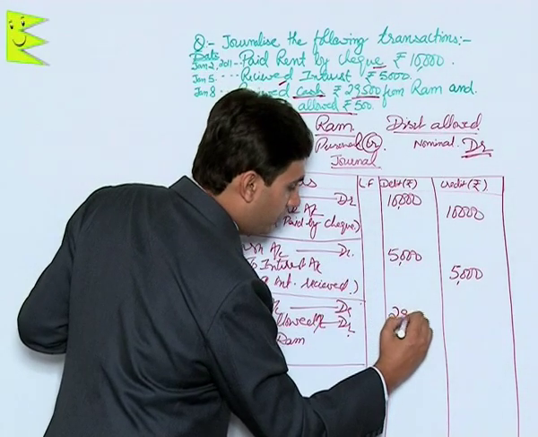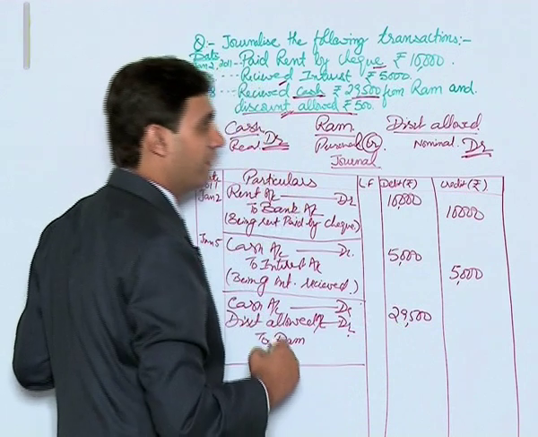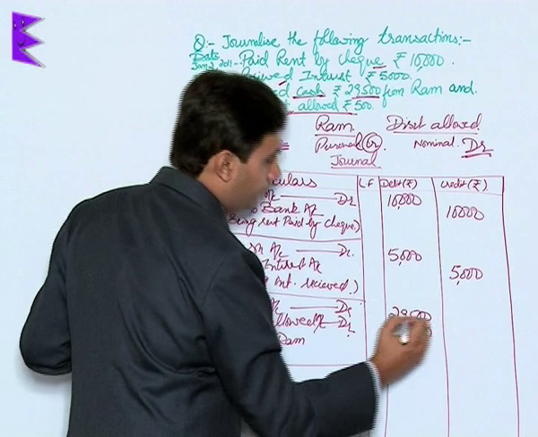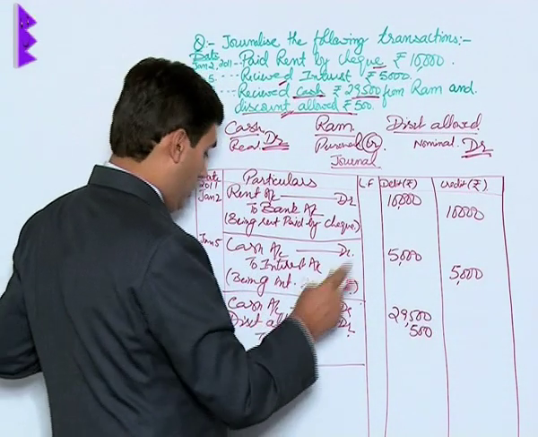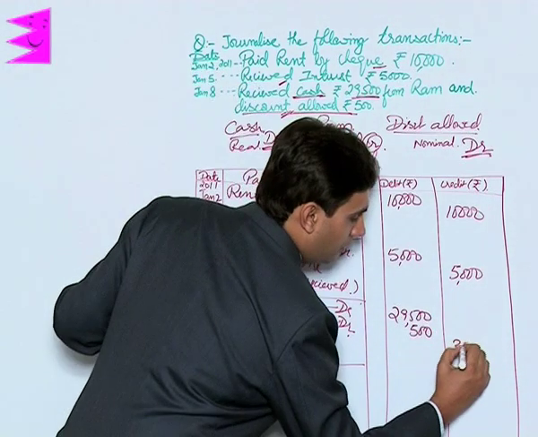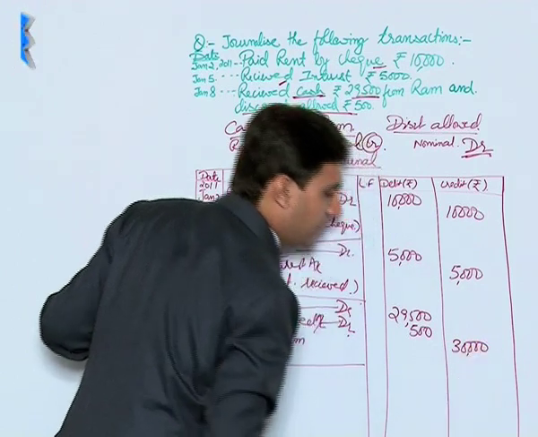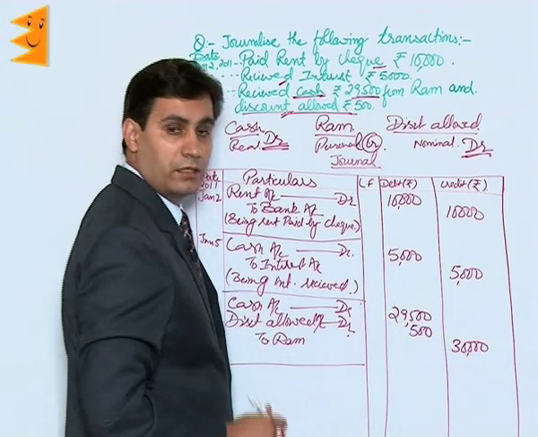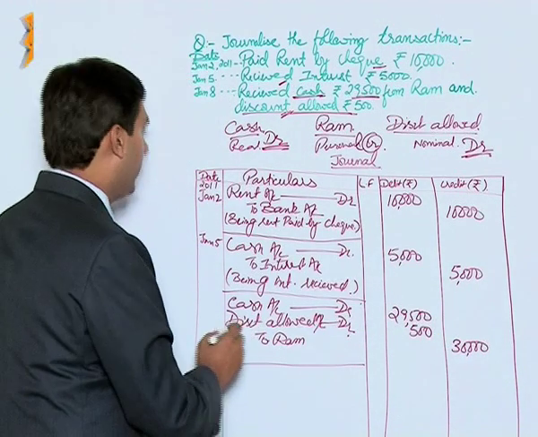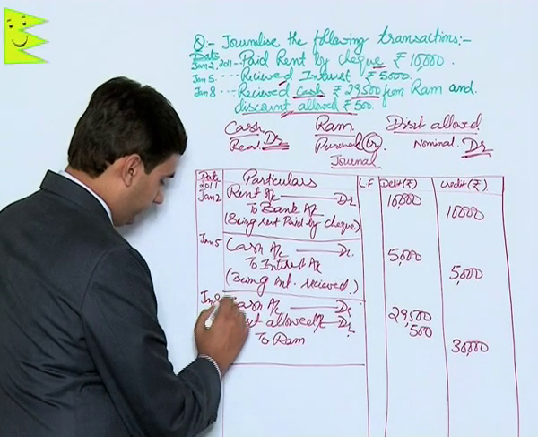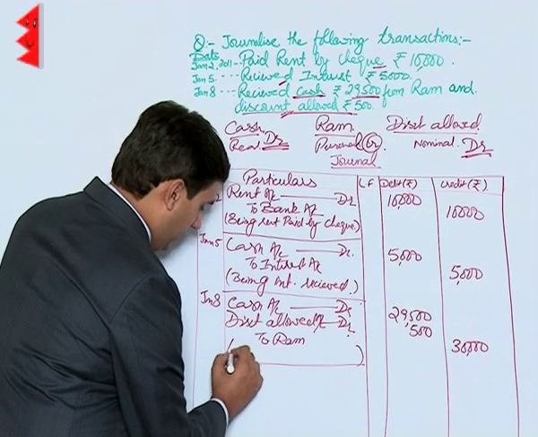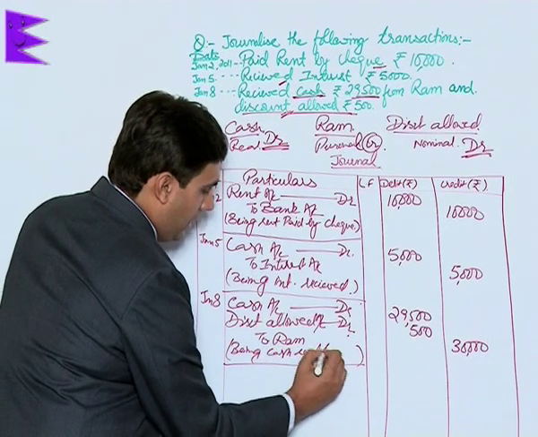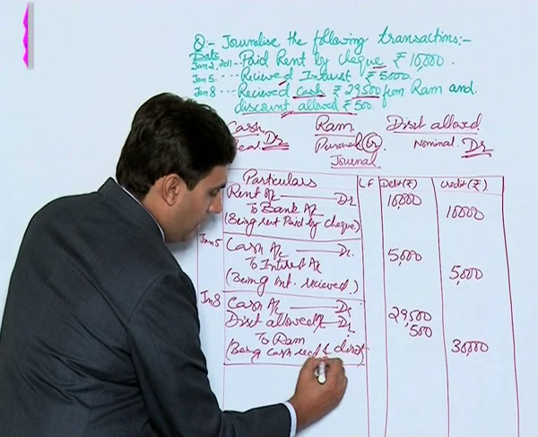Cash has been received to the extent of 29,500 rupees. We have allowed a discount of rupees 500. That is also in the debit column. That means Ram had to pay us 30,000 rupees. Make sure that the debit aspect and the credit aspect are equal. Do mention the date, that is January 8th, and narration being cash received and discount allowed.